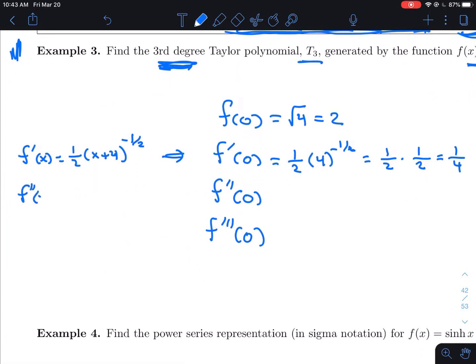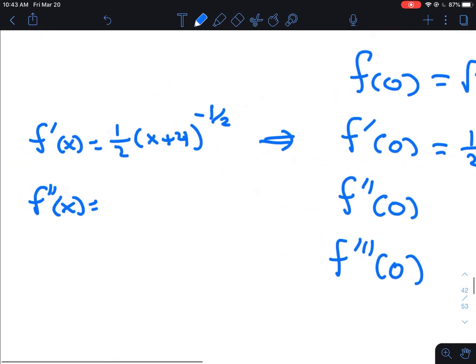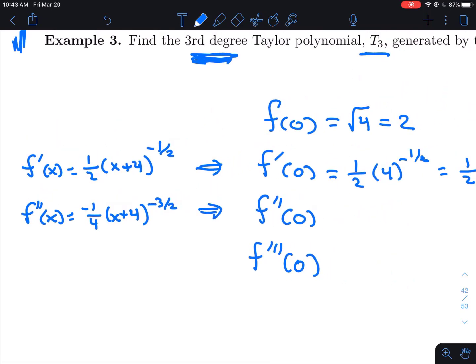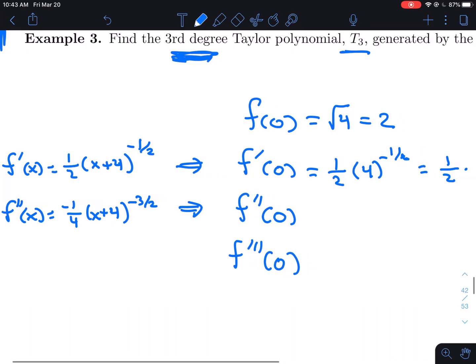So second derivative, so that's just going to be the derivative of this. So we take the derivative, the negative 1/2 comes down. Combining with the 1/2 that's already there, we get negative 1/4. And we reduce our power by 1. So I'm going to have negative 3/2 now. And now we can go ahead and plug in 0 everywhere I see an x. So I'm going to have negative 1/4, and I'm going to have 4 raised to the negative 3/2 power.